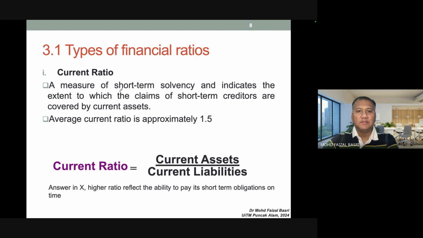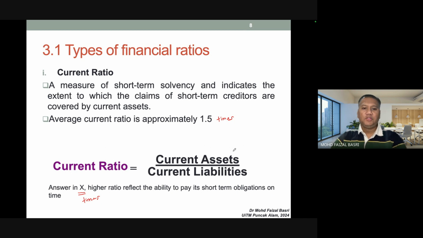So current ratio measures the short-term solvency and indicates the extent to which the claims of short-term creditors are covered by current assets. Okay, dia tulis kat sini, average current ratio is approximately 1.5. Selalunya kita guna unit is in times. Okay, berapa kali. So that's why dalam ni jawapan dia answer in X. X ni referring to times. Berapa kali. Okay, so the formula for current ratio is current assets. Okay, ingat tadi one of the keywords I use is the current assets, and we're going to divide it with the current liabilities.